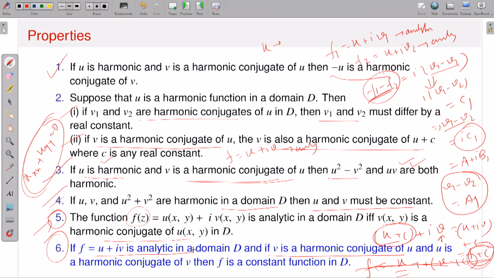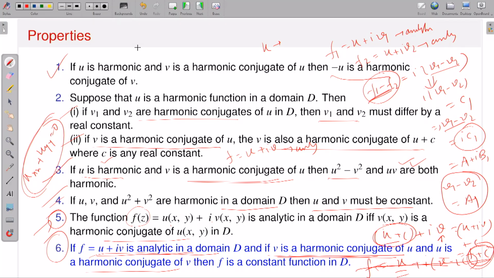The last one, 6, is actually interesting. If I have a function f which is analytic in a domain, that means v is a harmonic conjugate of u. Either you can say this or you can say that, both are the same. Either f equal to u plus iv is analytic, then 5 says that v is a harmonic conjugate. So that means I can say either f is analytic or v is a harmonic conjugate. The important part is that I am assuming something more. What is that? u is also a harmonic conjugate of v. Then I have to say that f is constant, and I have also already explained this kind of thing.